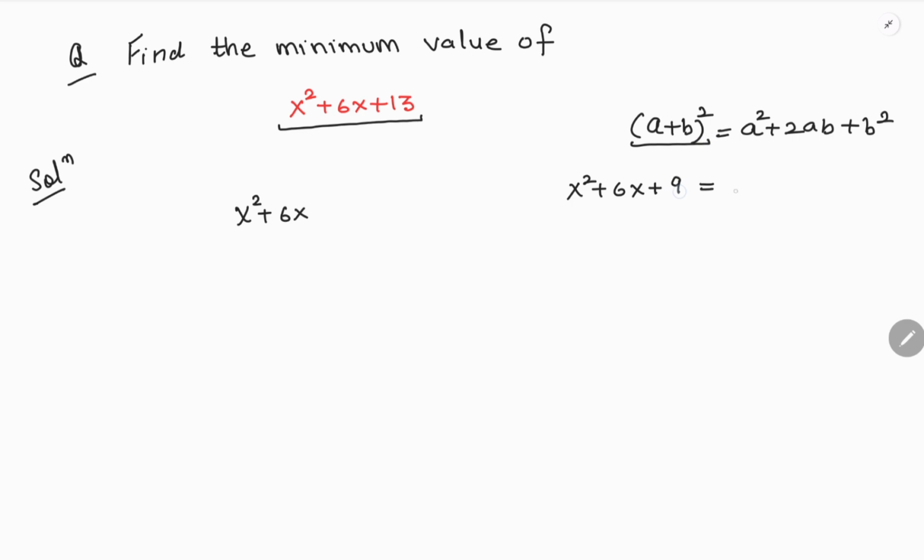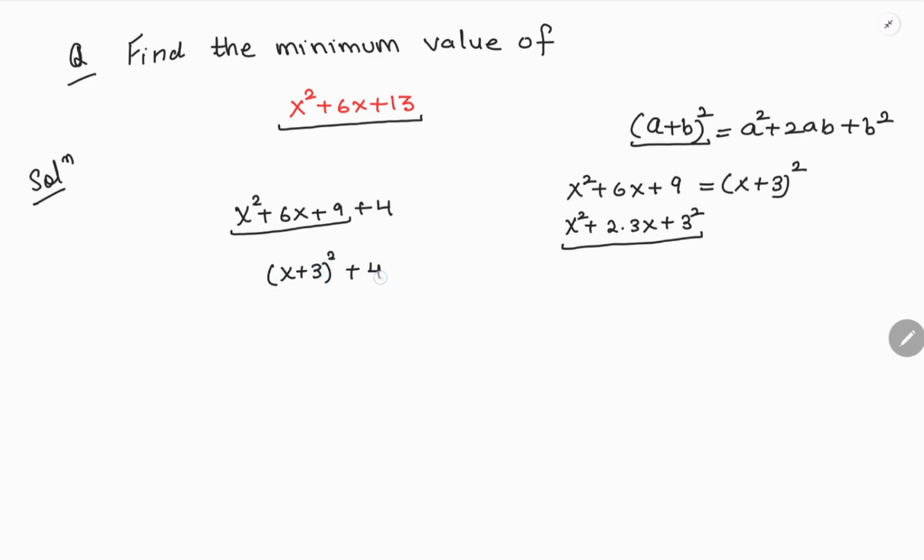So if I add 9 here, that can become (x plus 3) whole square, right? Because I saw here that it was 2 times 3x, and then I know that I can add 3 square here to make it a complete square, right? That is why. So what do I do here now? 13, I can write it as 9 plus 4, right? Okay. Then this thing can be written as (x plus 3) whole square plus 4.